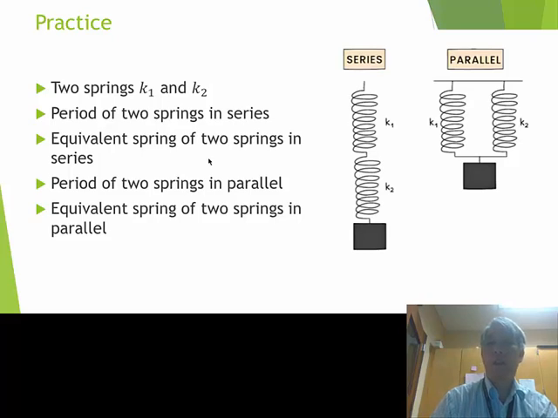Just understand that we're going to replace both springs with one spring. In the case of the series, delta x for that equivalent spring is going to equal x1 plus x2. And on the parallel side, delta x is going to equal x1 equals x2. See if you can do that, and we'll review this in class.